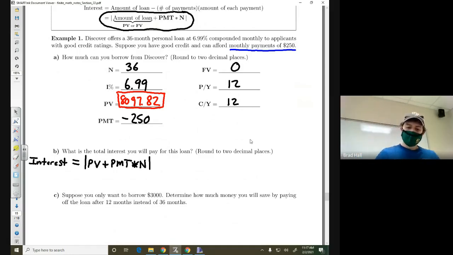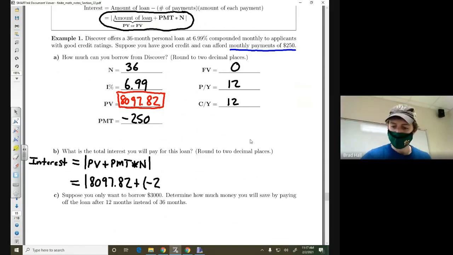So now, let's go ahead and actually plug in numbers. PV is $8,097.82. PMT is -250. And capital N is 36.